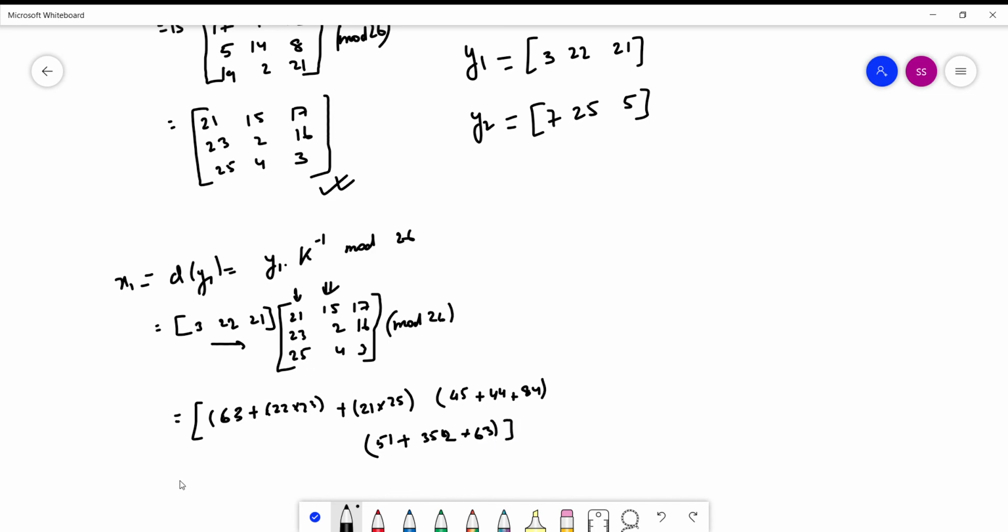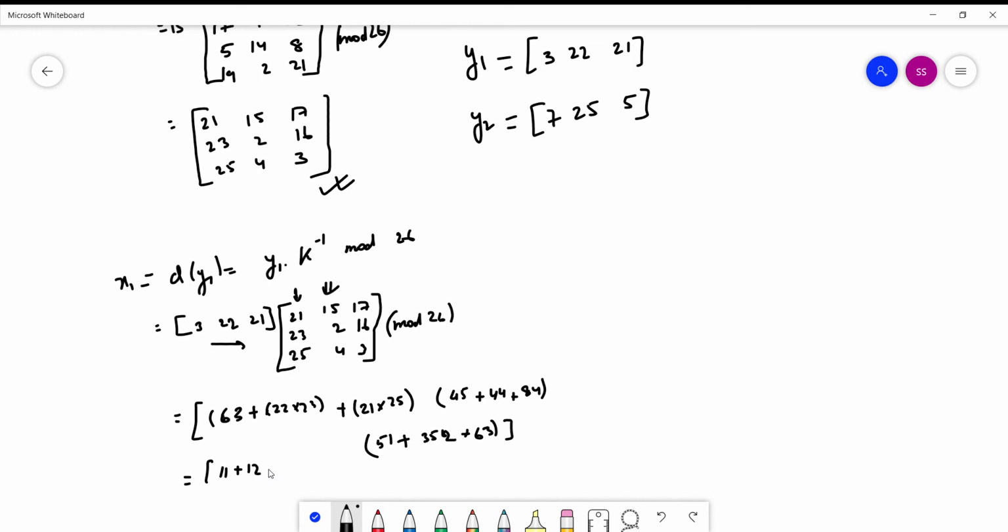Okay, so I have told you how I solve it. 63 is 11, plus, now see, 23 can be written as minus 3. So 22 into minus 3 is minus 66. Minus 66 plus 52 is minus 14. So that can be written as 12.